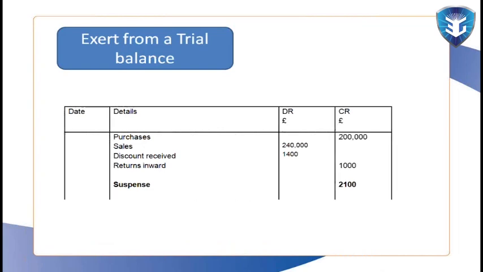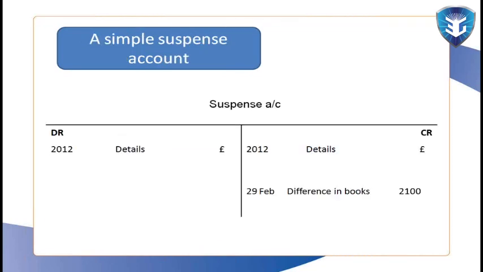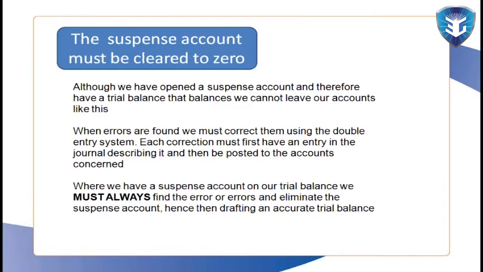And I've just illustrated that there with an excerpt from a trial balance. This is by no means a full trial balance. It's just meant for you to see how I've added in the suspense account. You can see there we've got purchases, sales, various other things, and we've got a credit in our suspense account column of our trial balance. A simple suspense account is there in front of you at the moment. It's a simple T account. And you can see there my entry I've put on the 29th of February. I've put a credit of £2,100, and I've just put the details there, difference in books, just so as we know whereabouts that transaction has come from.